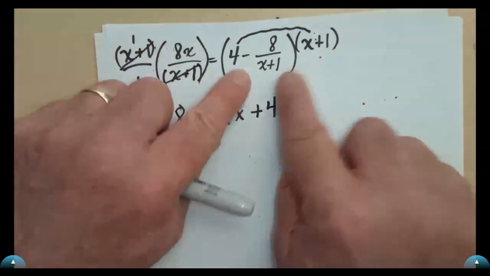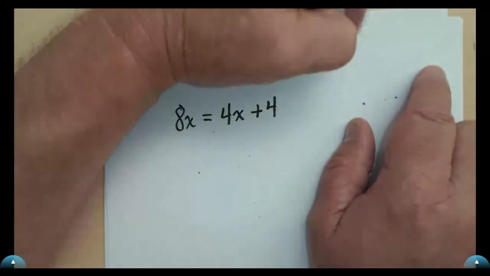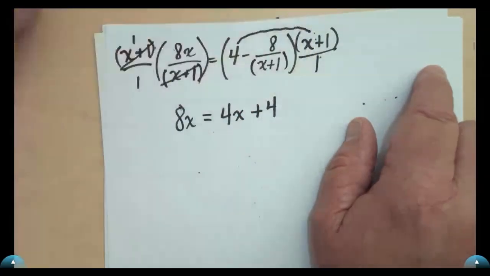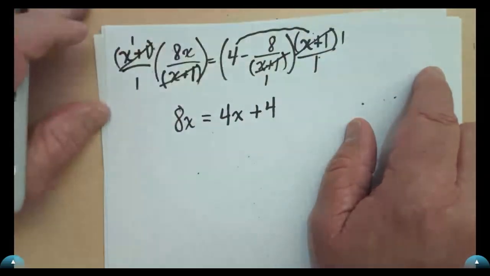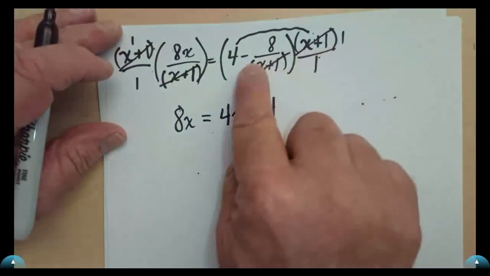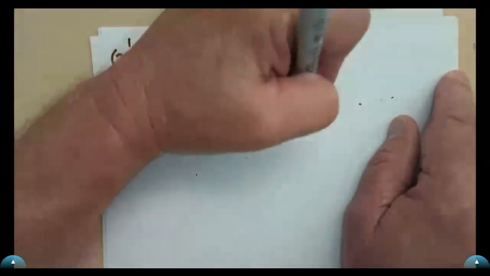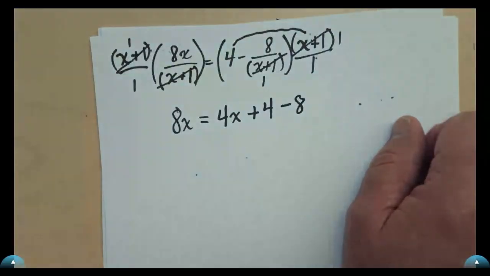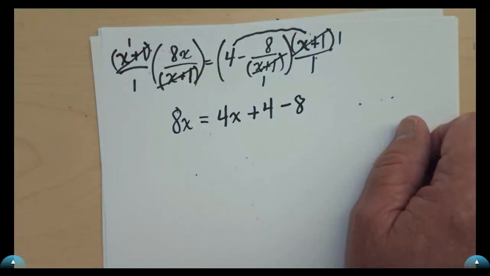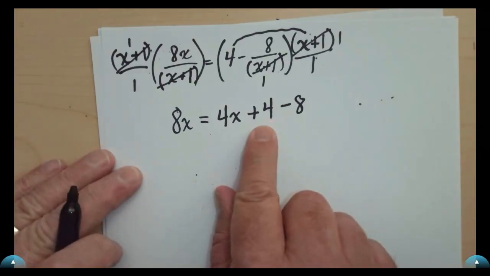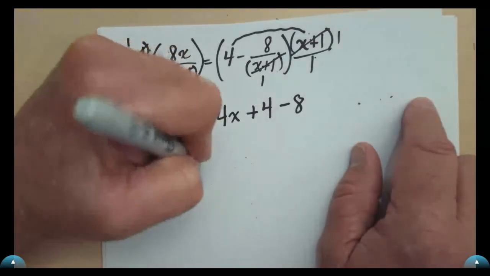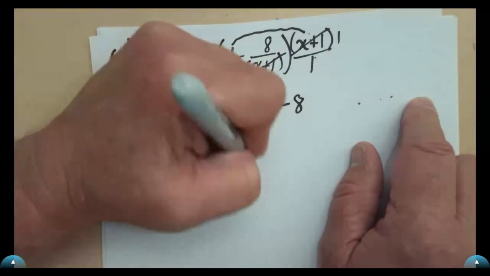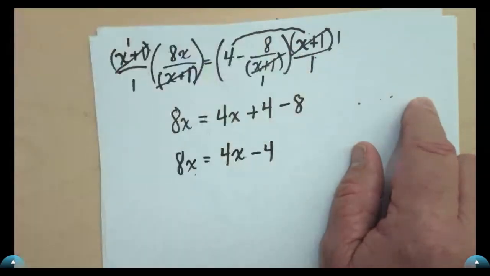When I do x plus 1 times negative 8 over x plus 1, again, that's a common factor on top and bottom. I just cancel that x plus 1. And that just leaves me with 1 times negative 8, which is negative 8. Y'all see? Actually turned out to be pretty simple once we see what's going on. Over here on the right side, I should go ahead and say that 4 minus 8 is negative 4. So I have 8x equals 4x minus 4.